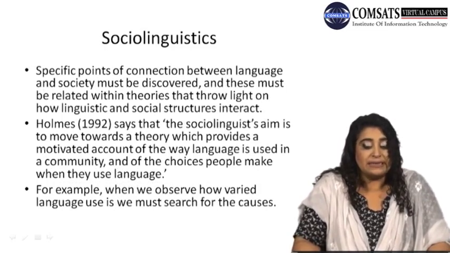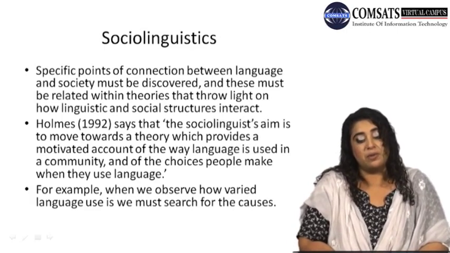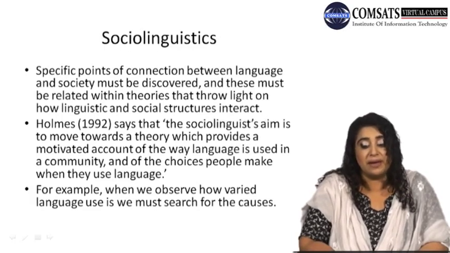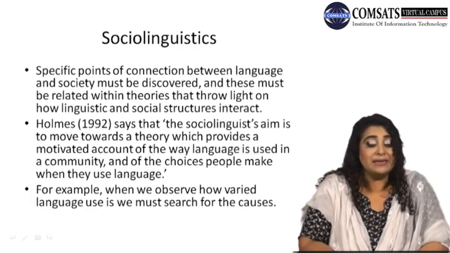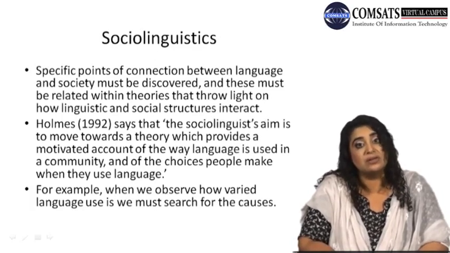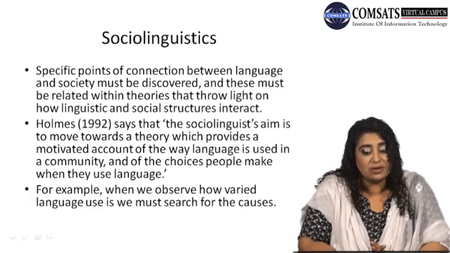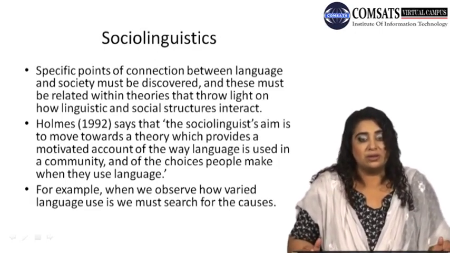So specific points of connection between language and society must be discovered. We have to discover the specific points and the connections between language and society, and we need to discover them by conducting research through sociolinguistics. And these must be related within theories that throw light on how linguistic and social structures interact. So this research has to be conducted on the basis of these theories, to study how a linguistic structure will interact with a social structure.